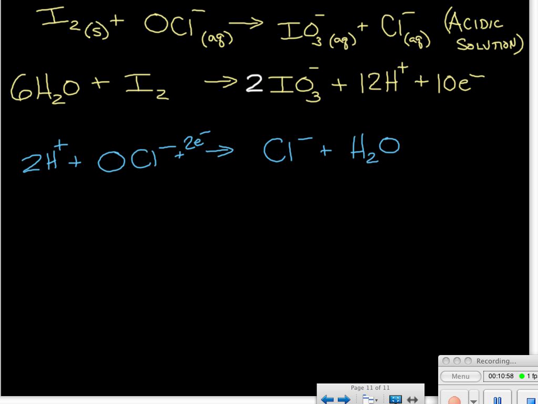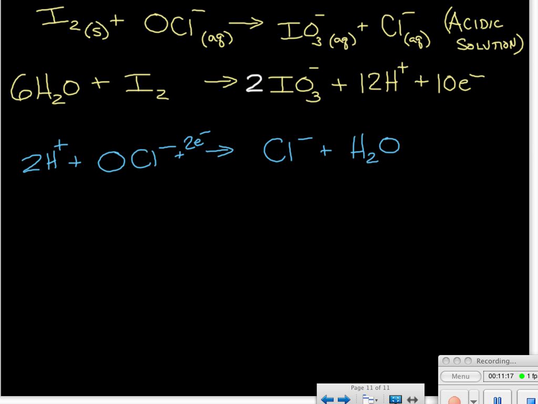Now, at this point, we're balanced for our elements and we're balanced for our charge. Our next step is to look at our two equations. Soon we're going to be combining these two, but before we combine them, we want to make sure they have the same number of electrons in each equation.